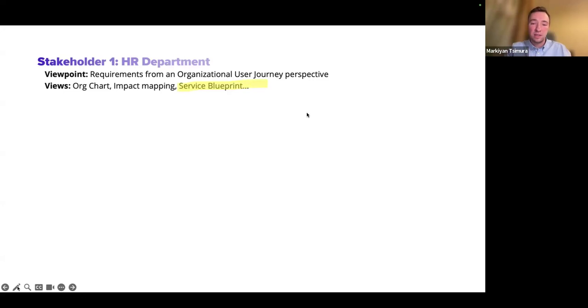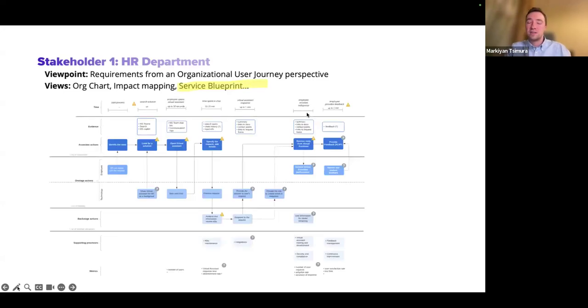And when we pick the service blueprint, of course, in this lecture I'm not going to go into the details of what a service blueprint is or how to build one. That'll be the next webinar.